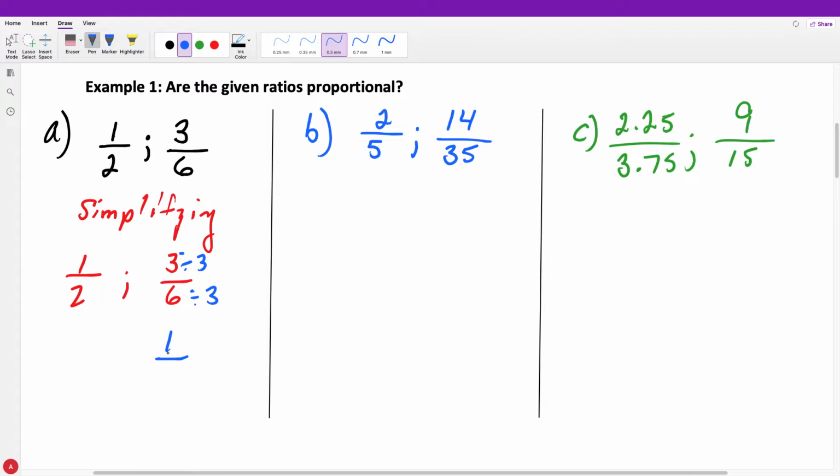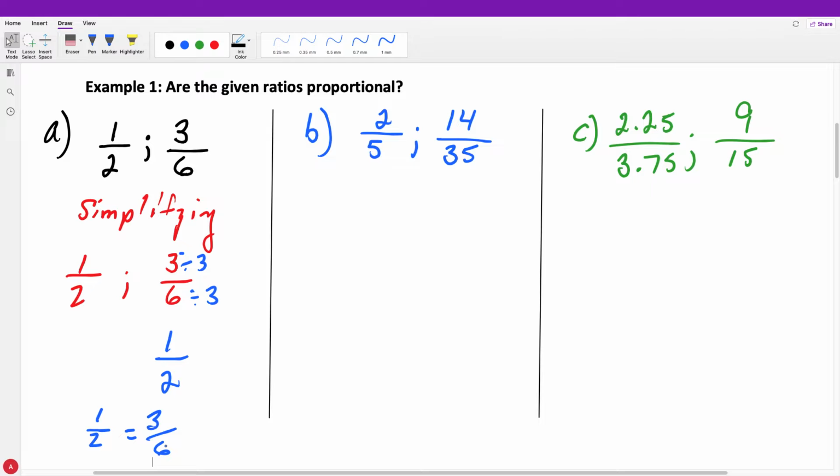And 3 divided by 3 is 1, and 6 divided by 3 is 2. So if they reduce to give us the same fraction, then that means that they are proportional. It means that they are equal to each other. So we can then make a statement that 1/2 is equal to 3 over 6. All right, so one way is simplifying.